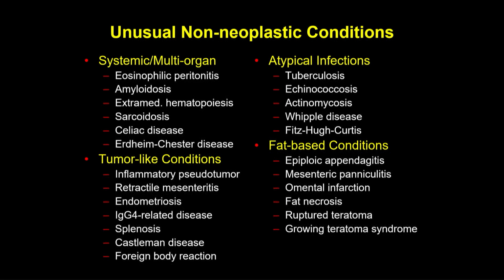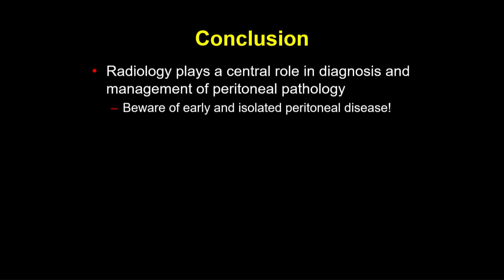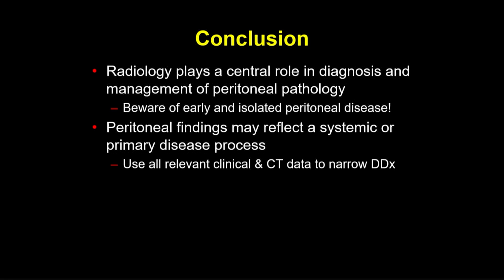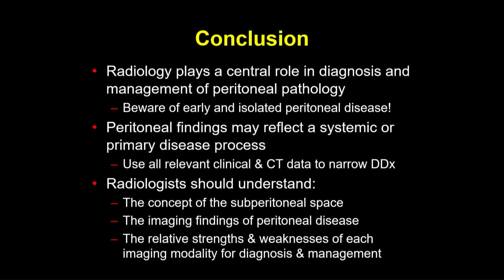So in conclusion, radiology plays a very important role in peritoneal disease. So be aware of very early findings in isolated disease. Don't miss it. Sometimes if we put our thinking cap on, we can use clinical and other imaging data to narrow the differential diagnosis. And I think that concept of subperitoneal involvement is important. That's how things really spread early on. And knowing the imaging findings and the strengths and weaknesses of the other modalities.